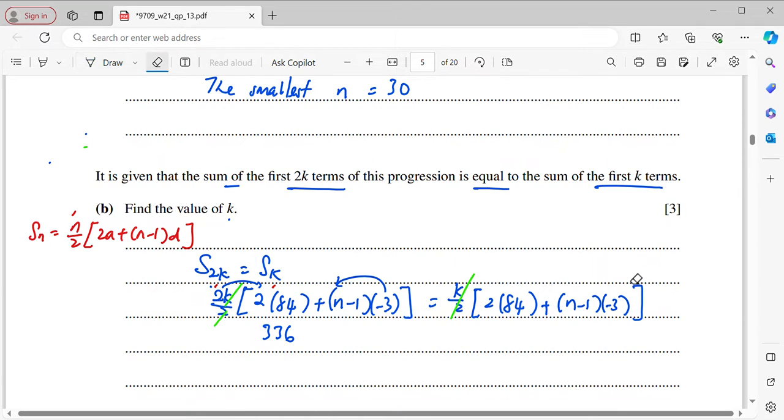It should be k, okay? Because sk. So this is 2k minus 1. Right, so here is 2k, because now our n has been changed to 2k. And then same goes to this expression. It will be k.